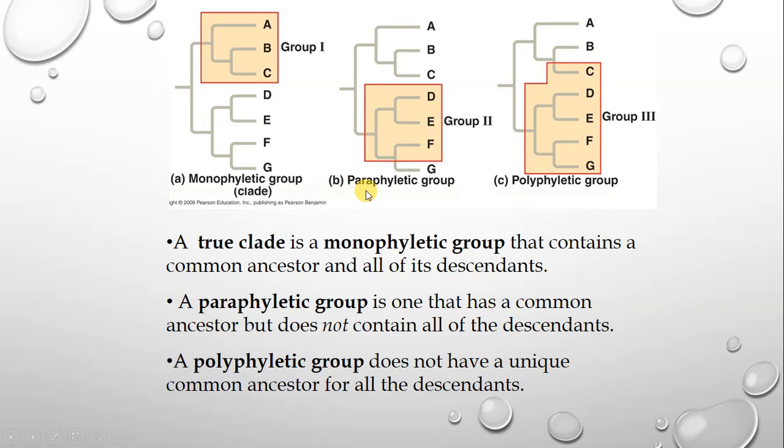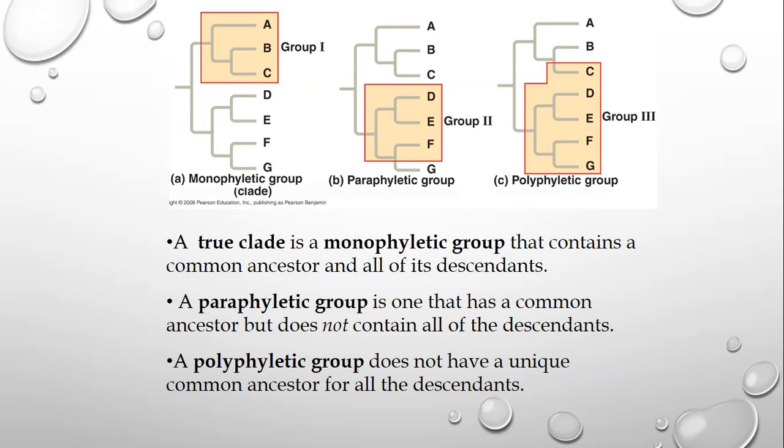So what are paraphyletic groups? Paraphyletic groups are those which have a common ancestor but do not contain all of the descendants. If you see here, it has taxa 1, taxa 2, taxa 3, and taxa G, this one. G taxa is out of the clade. I mean, someone has not selected it. So, why?